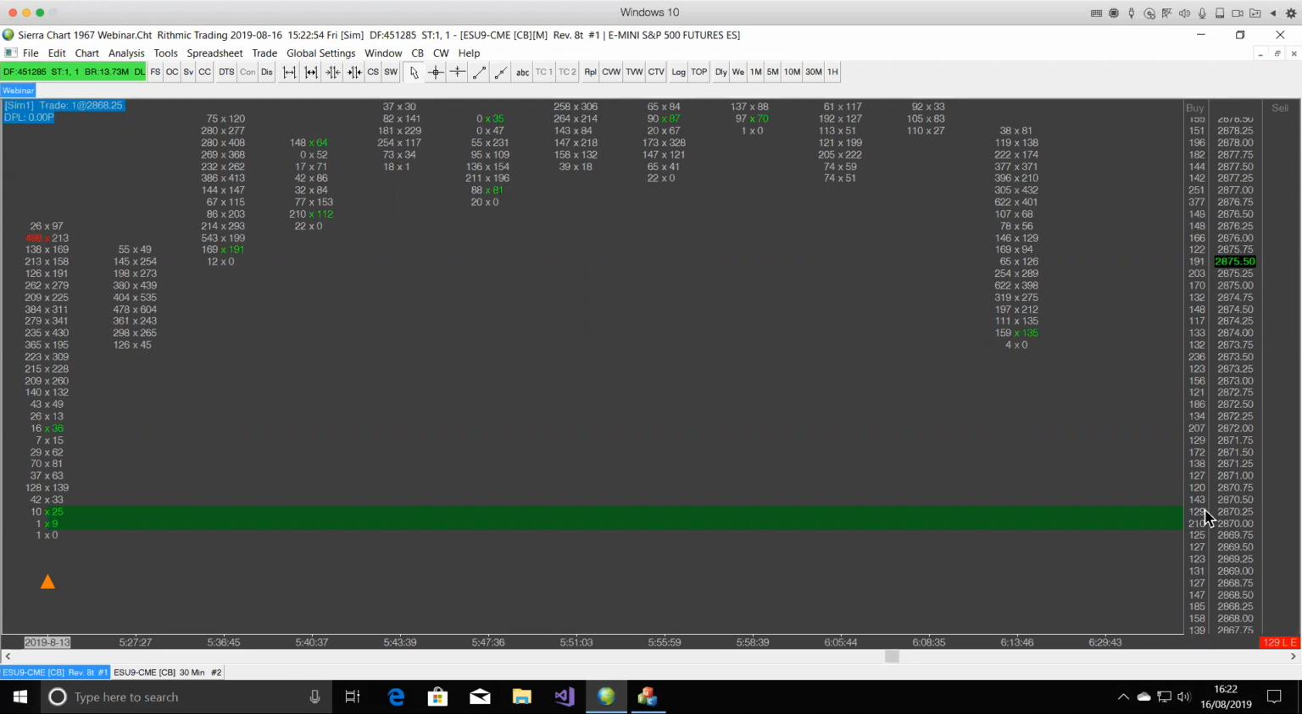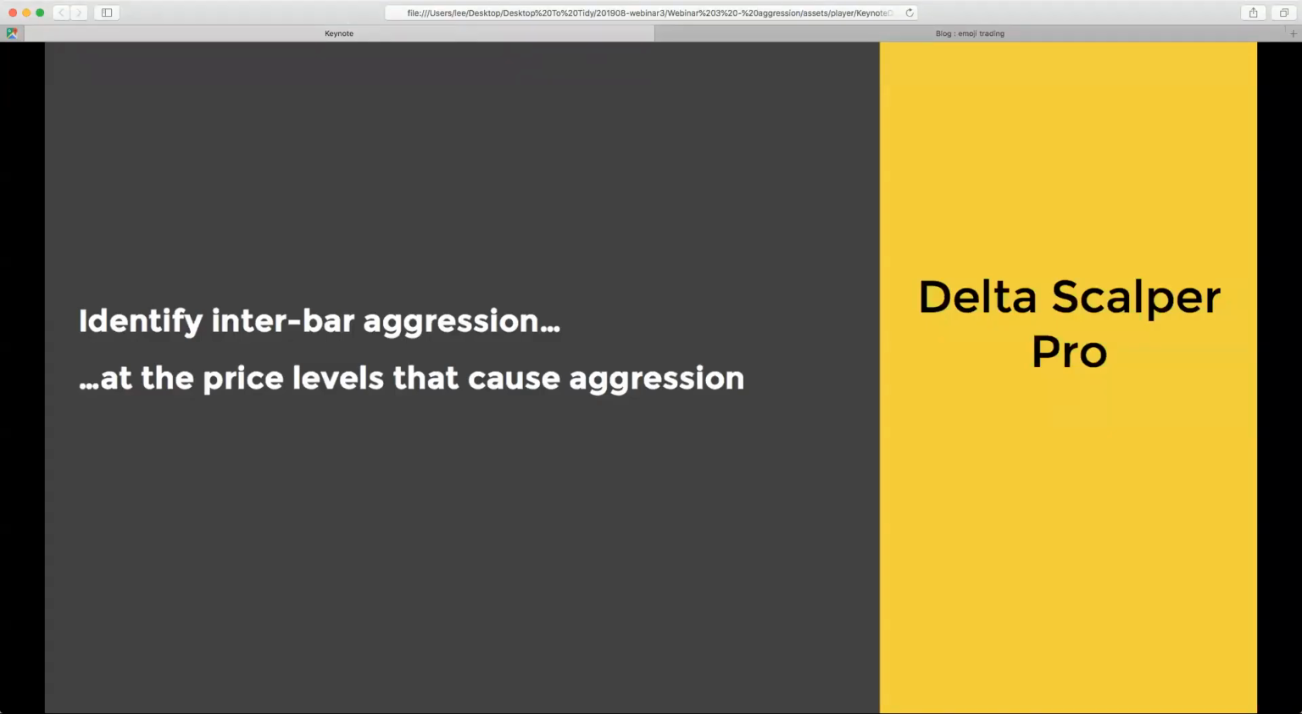Let's now move on to the next indicator, which I want to talk through today, and that is going to be Delta Scalper Pro. Again, this is an enhancement of our previous version 2 Delta Scalper. Let's think about what Edge Zones is doing. Edge Zones is looking at specific bid-ask imbalances at individual price levels.